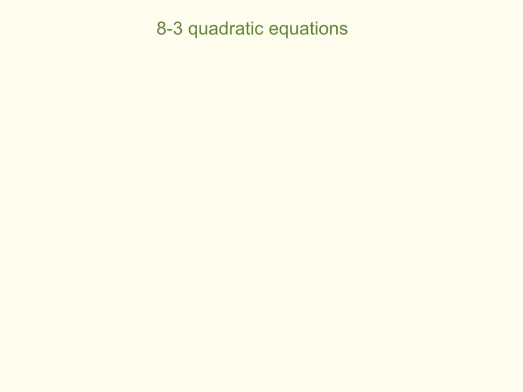Lesson 8-3, Quadratic Equations. So when we're looking at this particular unit, we are going to be trying to get down to the quadratic equation of x squared plus bx plus c equals 0. And what this is basically doing is the FOIL method backwards. So if we have the example, and you know that FOIL means first, outer, inner, and last.